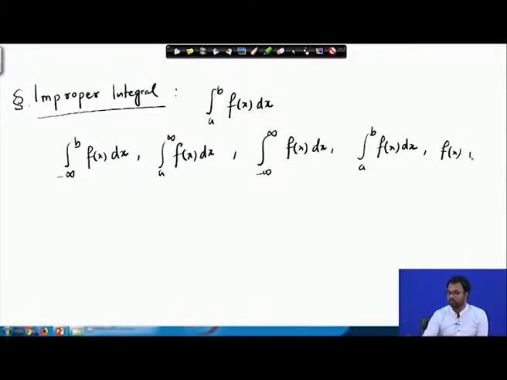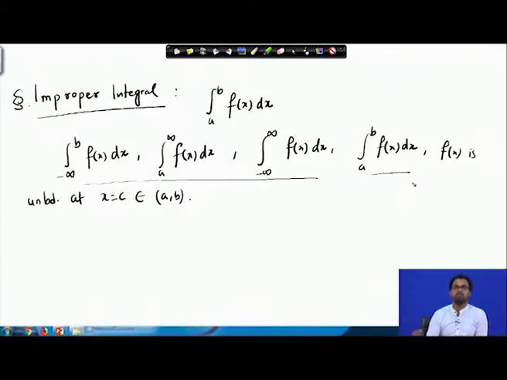So here in this case f(x) is unbounded at x equals c in the interval a to b. Do you see that? What I mean is that there is some kind of issue either with the limit points, like in the first three sets of definite integrals, or there is some kind of issue with the function itself in the given interval. And if such things happen with an integral, then such integrals are called improper integrals, or integrals which are not behaving nicely.